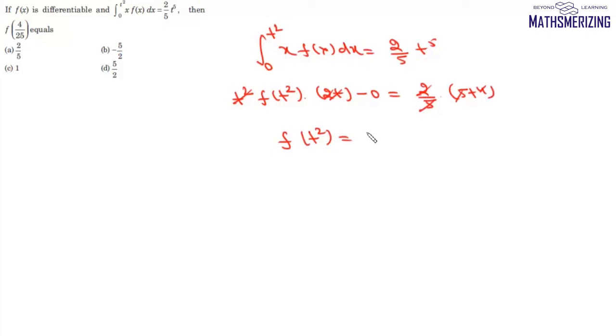So we'll get f(t square) as t. Now we are given f(4 by 25), and we can write 4 by 25 as (2 by 5) whole square. So it'll be plus or minus 2 by 5, and we are given this plus value, which is your option A. So the value of f(4 by 25) is 2 by 5.